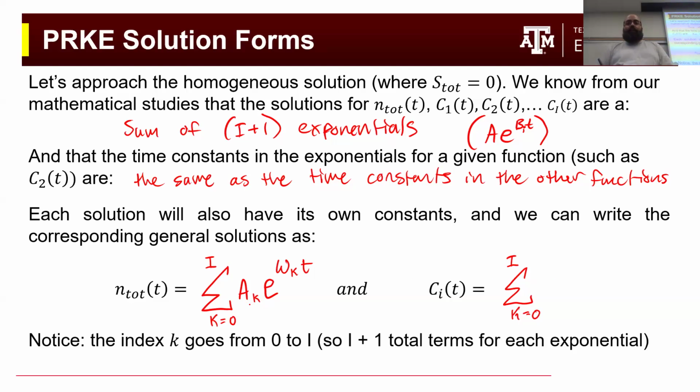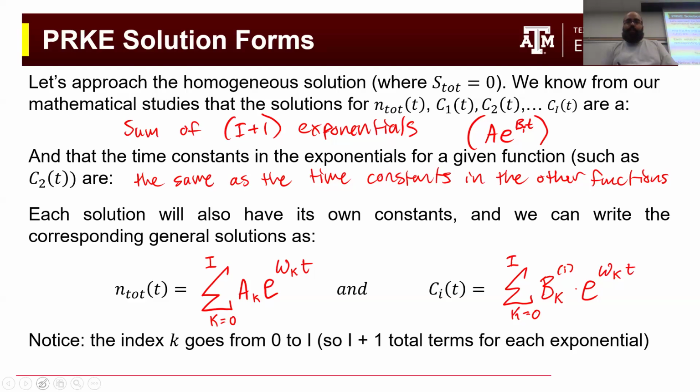The coefficients up front for each solution will be different. So for this, I'm going to say BK. And for each precursor type, there's going to be a different BK. So the multiplicative constant up front is going to be different for each function that we're solving for, but the exponentials are going to be the same. So this is going to look also like e to the omega k times t.